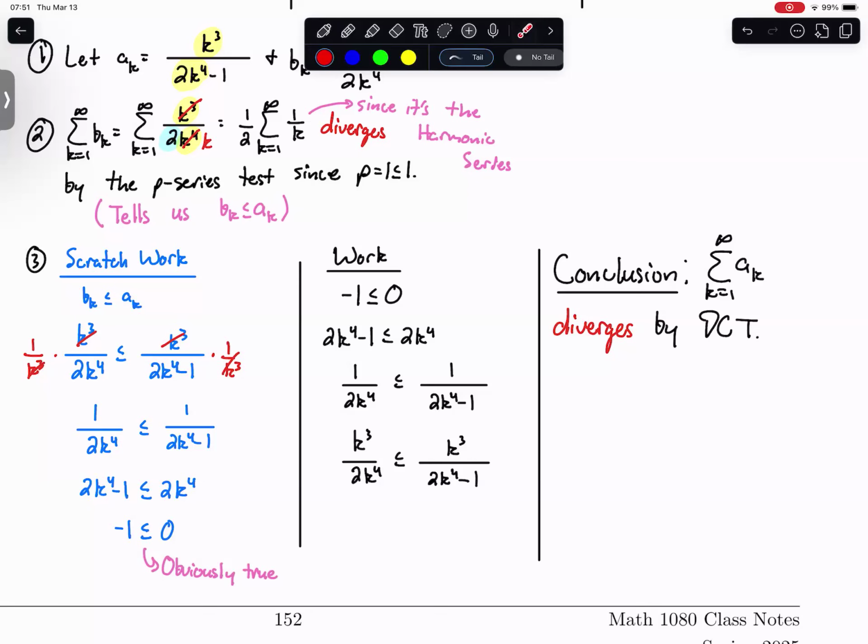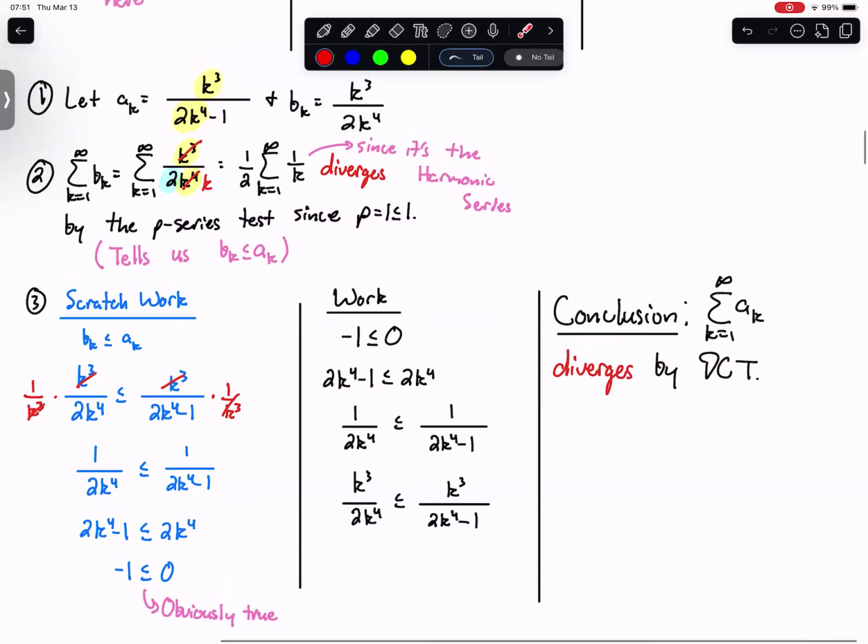A comment here about my conclusion. Notice that because I defined a of k previously in my work, I've given those terms a name, and so now I can call it that name. That's why in my conclusion, you see me write down the sum from 1 to infinity of a of k. I did that because I already called a of k, k cubed over 2k to the fourth minus 1.